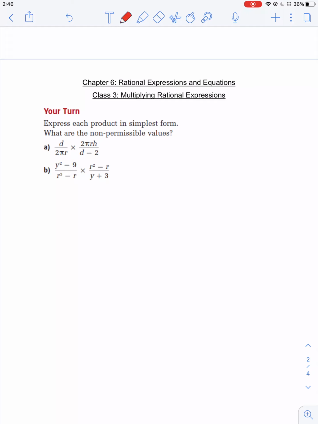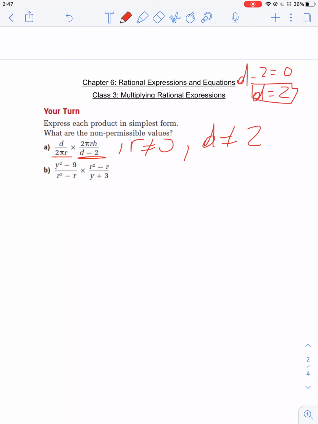So the restriction over here is that in this denominator, 2 and pi are constants, so they're not going to change. So my first restriction is that r cannot equal 0, right? And my second restriction, looking at this denominator, is that d cannot equal 2, right? Because 2 minus 2 will give me 0. And again, if you're having a hard time finding those restrictions, you can always set your denominator, d minus 2, equal to 0, and then just solve for your variable. In this case, it's d, so d equals 2. So that means d equals 2 will make my denominator 0, so I have to make sure to remove that value, so restrict it.